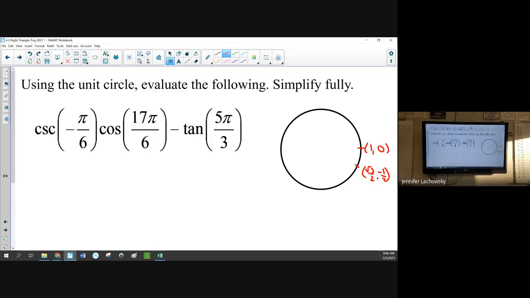Okay, so we figure that the cosecant is the reciprocal of sine, and sine is the y-coordinate, and so what is cosecant of negative pi over 6? Negative 2. So negative 2 times cosine of 17 pi over 6. And why do you say 5 pi over 6? Good. So if you take 17 pi over 6 and you subtract 2 pi, and 2 pi is how many sixths? 12? So you do get 5 pi over 6. And that is right here.